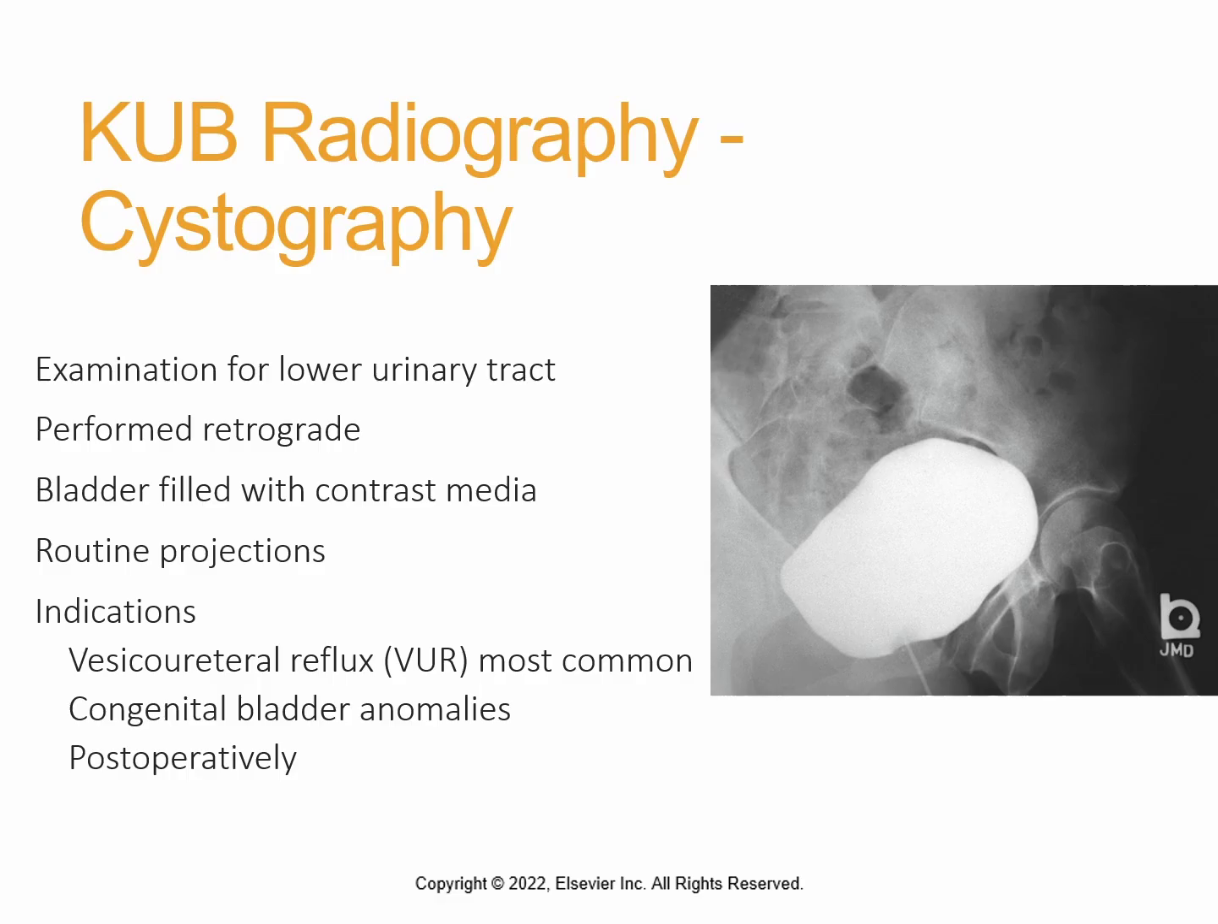So a cystography, aka retrograde cystography, is a common radiographic exam for studying the lower urinary tract. It involves inserting a urinary catheter through the urethra into the bladder to facilitate retrograde filling of the bladder with contrast. Projections include AP, LPO, RPO, and lateral, and may be done with the patient supine or upright, depending on why the study was ordered. Indications for this procedure are vesicoureteral reflux, or VUR, congenital bladder anomalies, and post-op. VUR occurs when the ureteral valve does not function properly and allows urine to reflux back up the ureter.